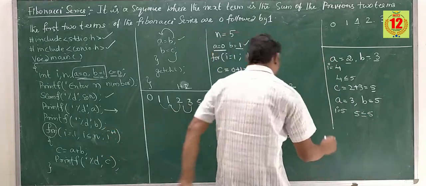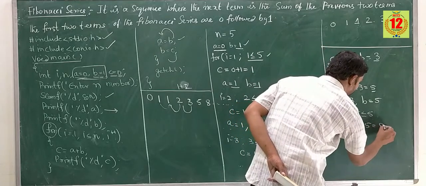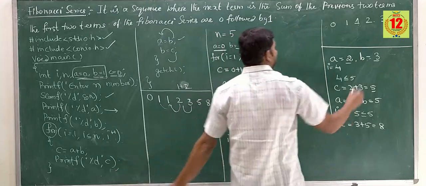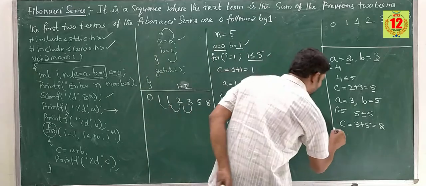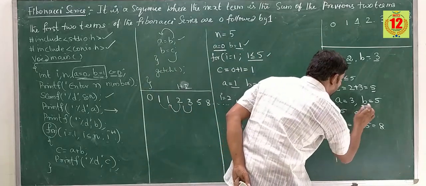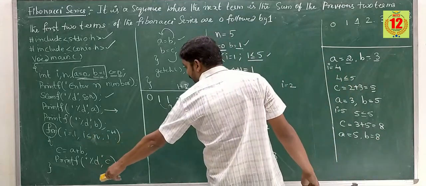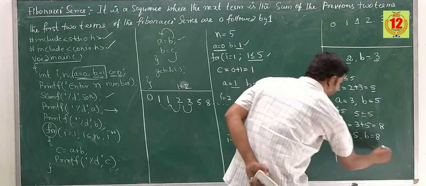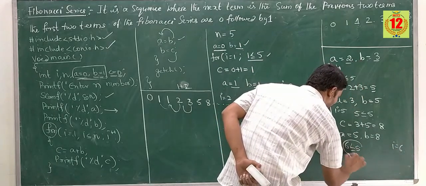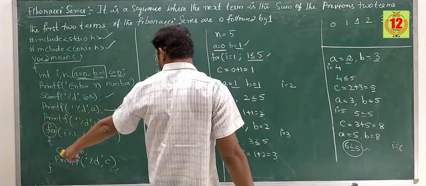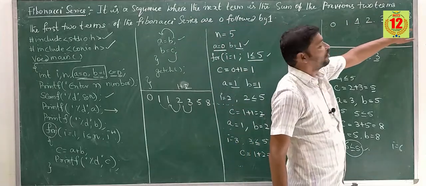Then enter into the statement c is equal to a plus b, a value is 3, b value is 5. So c is equal to 8. Print the statement c, the c value is equal to 8. Now out of the statement, then assigning the values. a is equal to b, b value is 5, b is equal to 8. Then increment the i value. So now i is equal to 6, 6 less than or equal to 5. This condition is false. Then out of the statement and the values printed are 0, 1, 1, 2, 3, 5, 8.